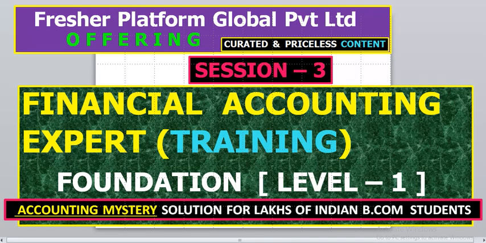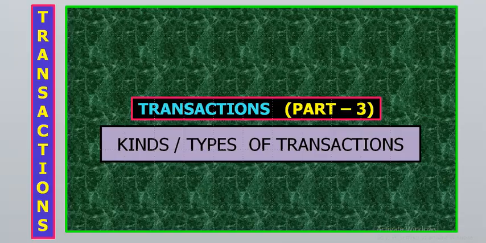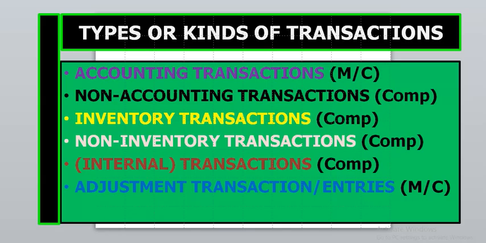And this is session 3 of Financial Accounting Expert Training. This session deals with kinds or types of transactions. The kinds or types of transactions are accounting transactions, non-accounting, inventory, non-inventory, internal and adjustment transactions. The first and last types are with reference to both manual and computerized accounting, and the middle four transactions are with reference to computerized accounting.